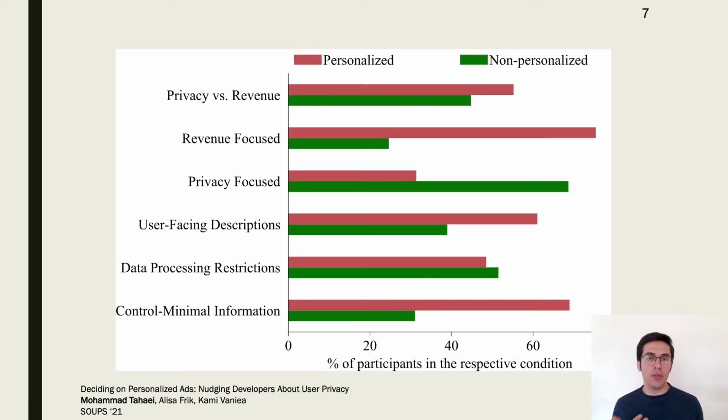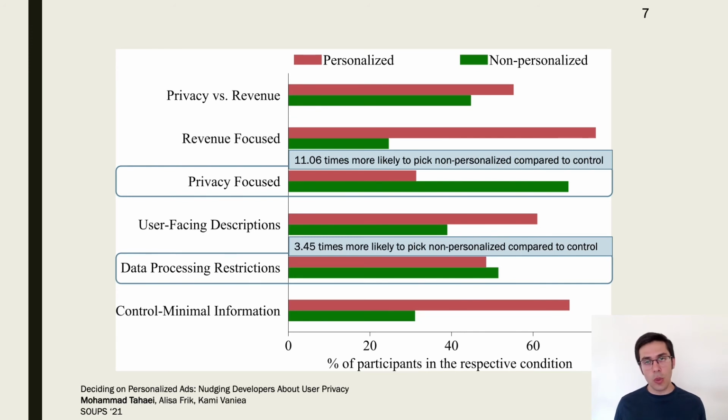Here you can see some results. The green bar shows the percentage of participants who chose the non-personalized option, and the red bar shows the percentage of participants who chose the personalized option in each condition. As you can see, only in 2 conditions, when privacy was really salient and highlighted, participants picked the non-personalized option more often than the personalized one.